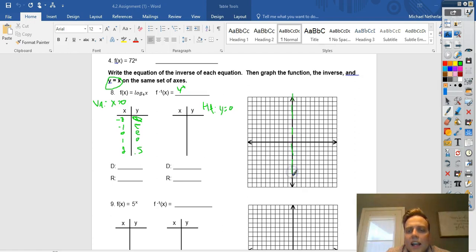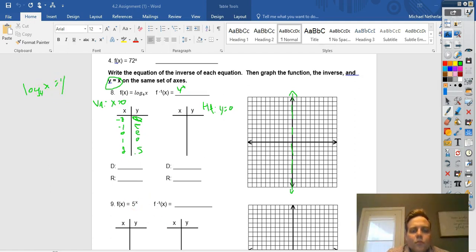Now I can talk to you about why that is, just to give you a little more algebra understanding. Real quickly, think about what a log function is. Let's take log base 4 of x, and let's say that equals y. Let me explain what logs do. The answer to this question is going to be 4 raised to the y equals x.